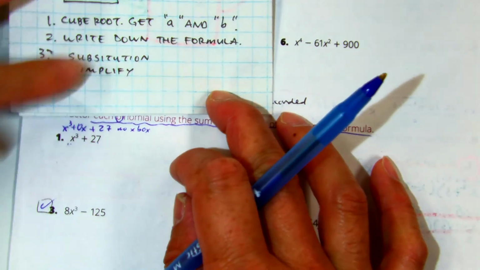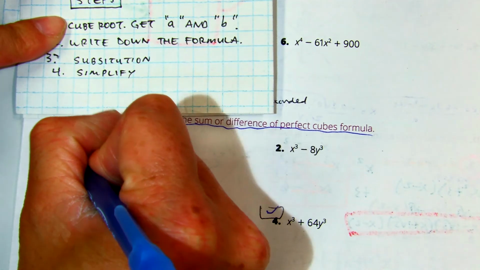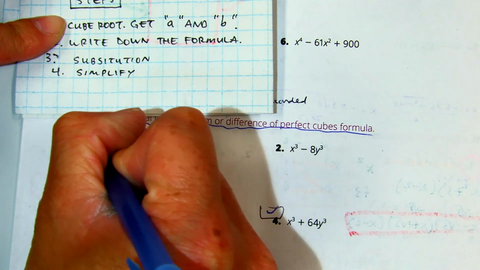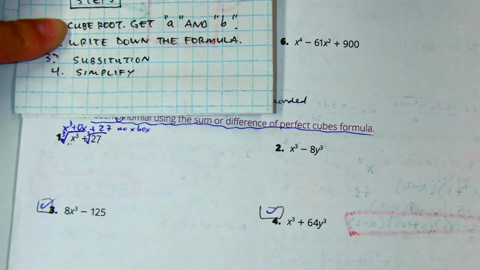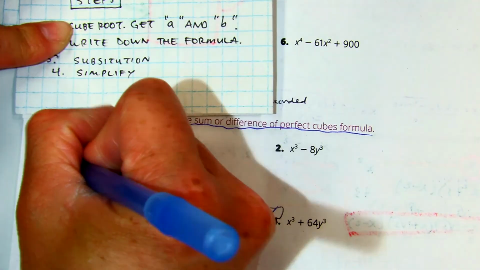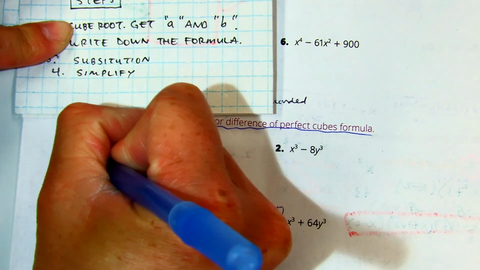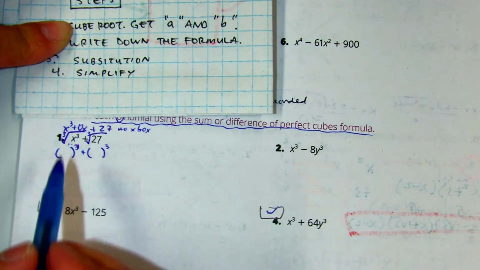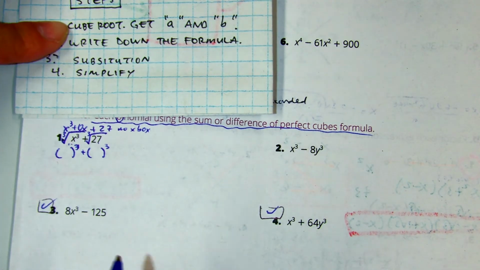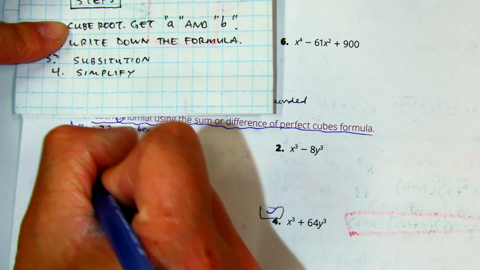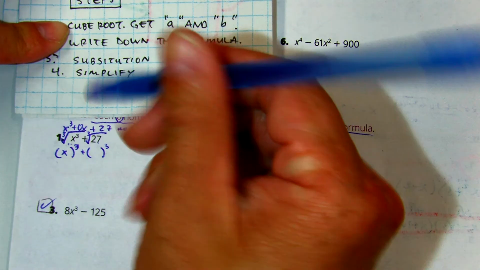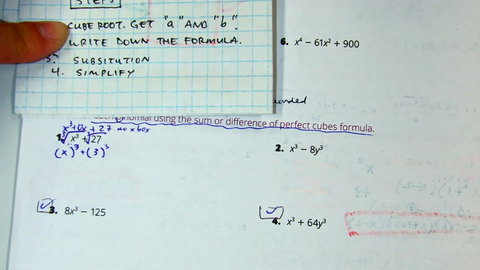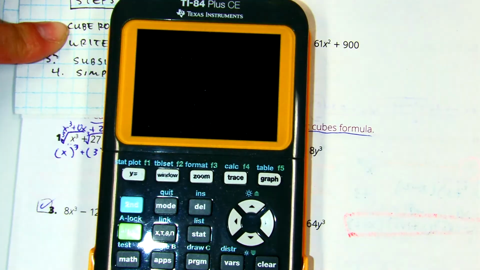Let's take the cube root first. And when you take the cube root of each of these, you're basically trying to find 3 identical numbers that multiply by itself 3 times to get this number. For example, what do you think the cube root of x cubed is? X. Because x times x times x gives us x cubed. What's the cube root of 27? 3.